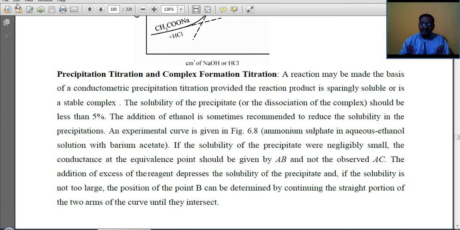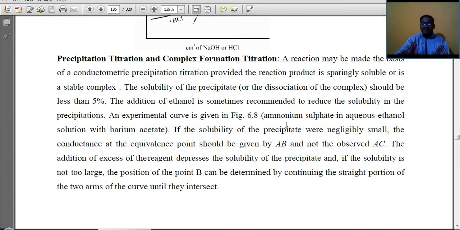Precipitation titrations means the reactions may be made the basis of a conductometric precipitation titration, provided the reaction product is sparingly soluble or is a stable complex. Here, the solubility of the precipitate should be less than 5%. The addition of ethanol is sometimes recommended to reduce the solubility of the precipitate. Here, as an example, we take ammonium sulfate in aqueous ethanol solution with barium acetate.